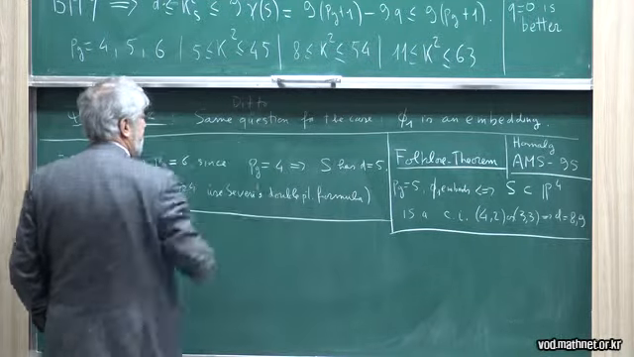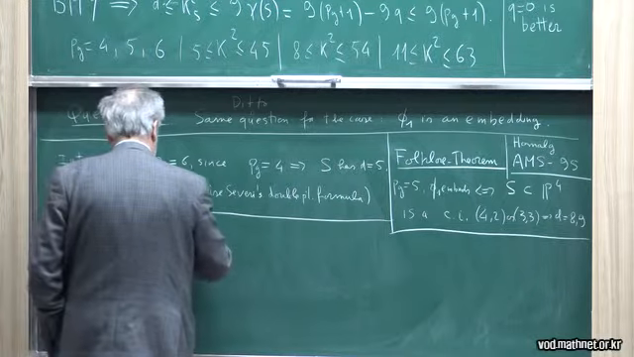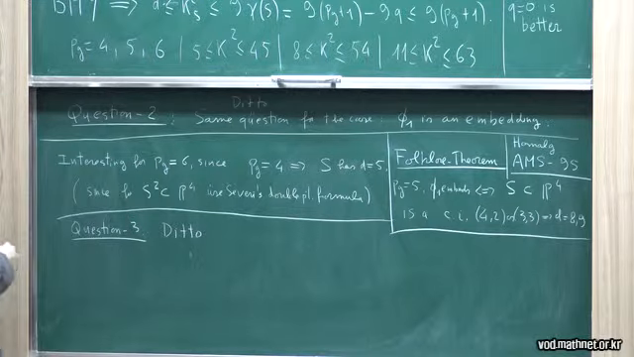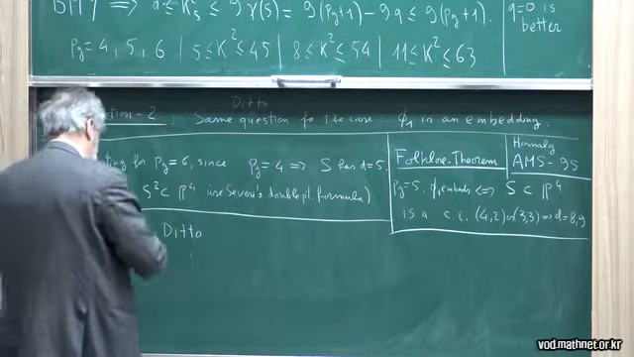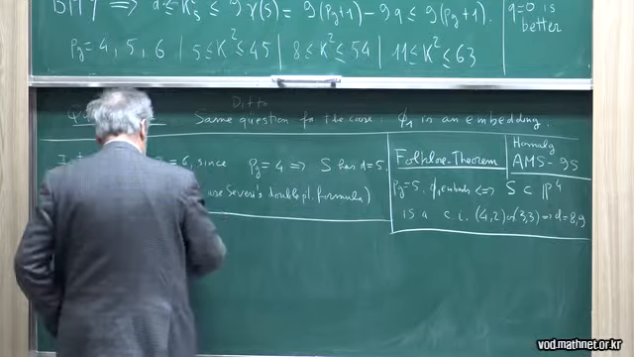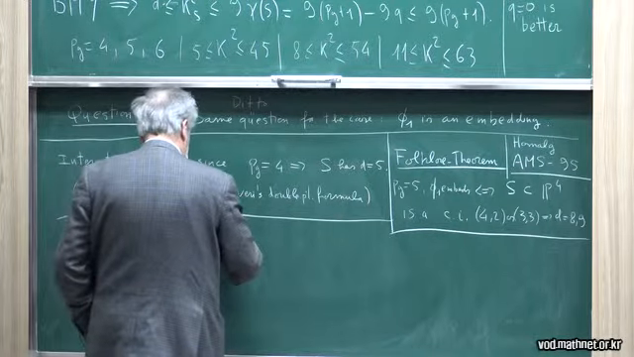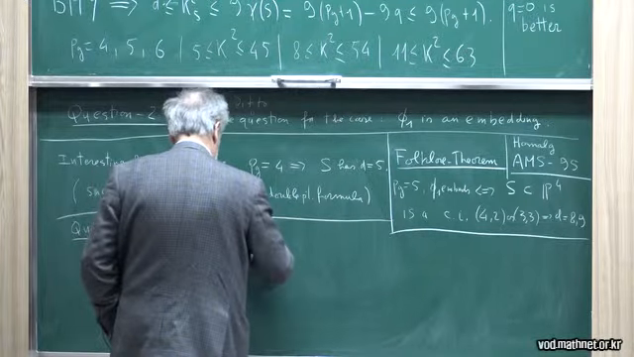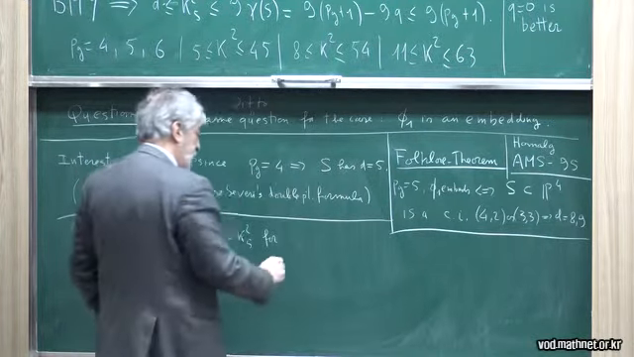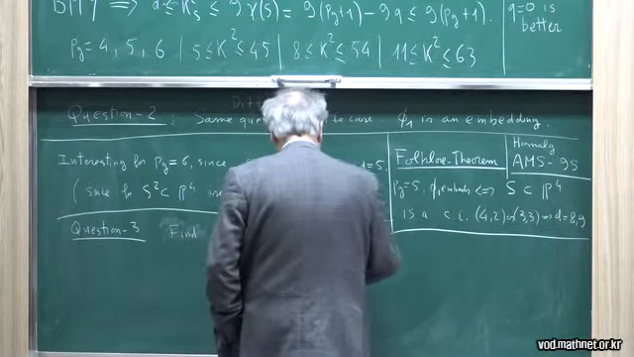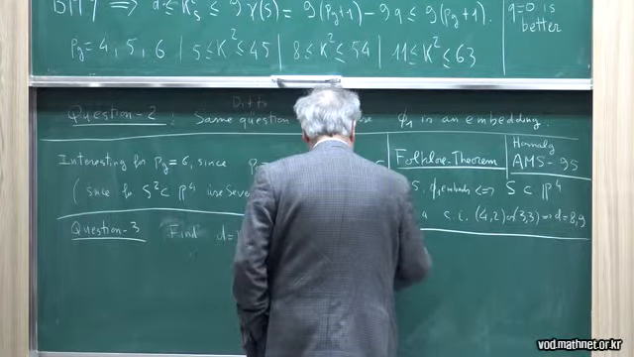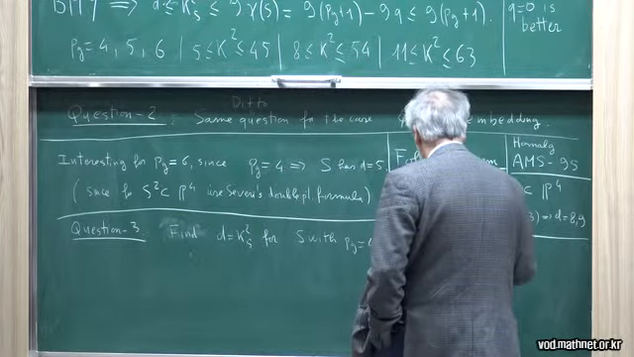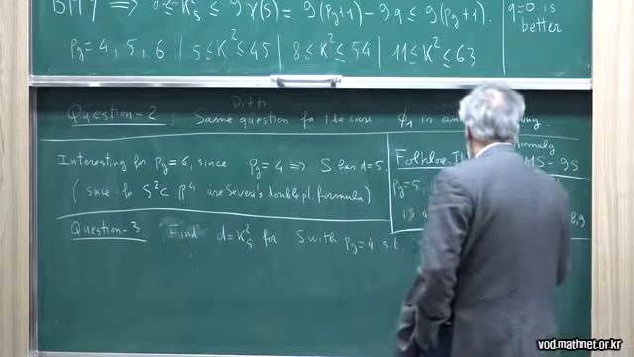And dicto means the same question. What are the degrees? Let me say it. Find D and K squared for S with Pg equal 4, such that sigma in P3 has ordinary singularities.